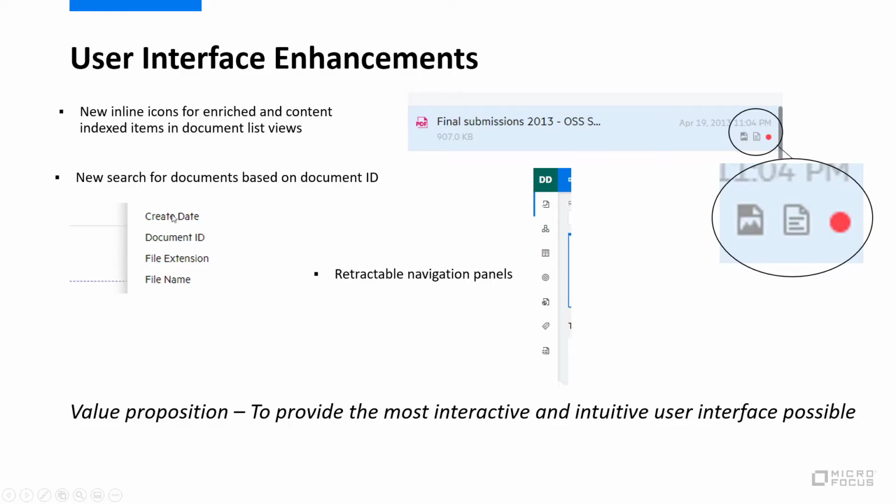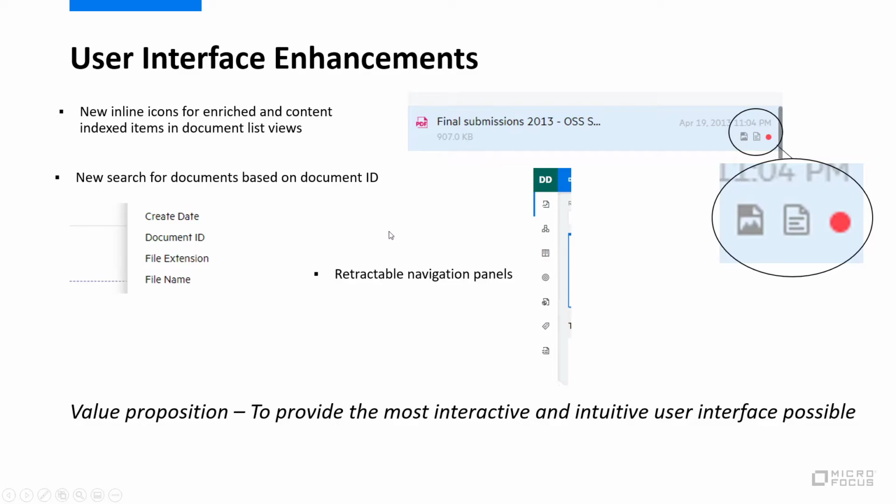We've also got a new search based on document IDs. So I've got this search list here, where we've got search by date and search by extension. This helps if you just want to look for an individual file based on the document ID, which is particularly useful if you've got integrations with other applications and you want to check on a document based on its document ID.